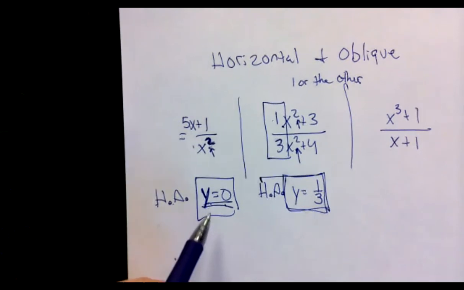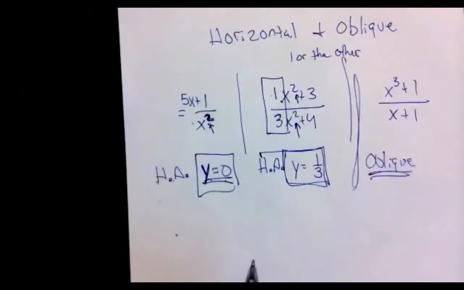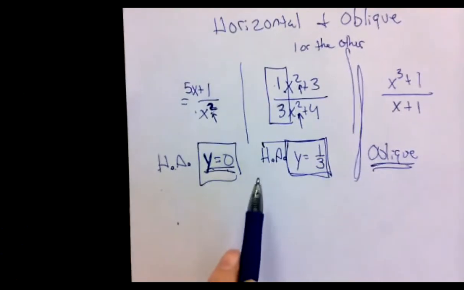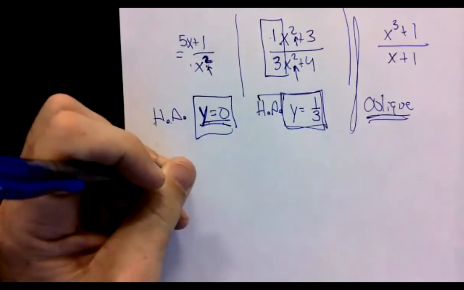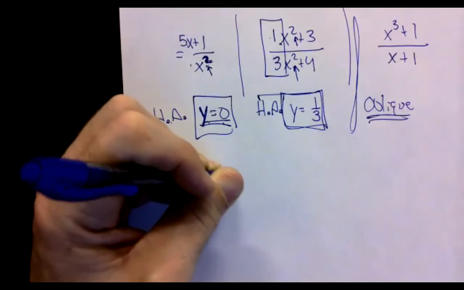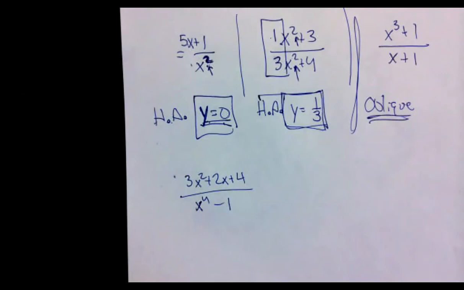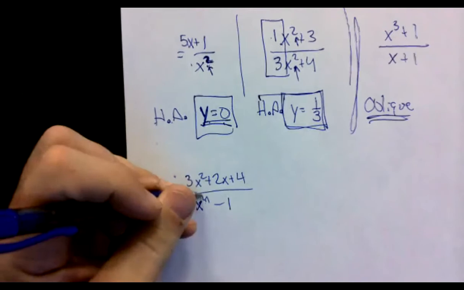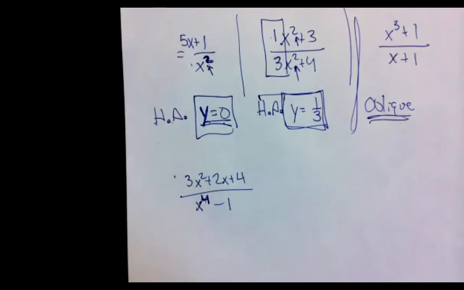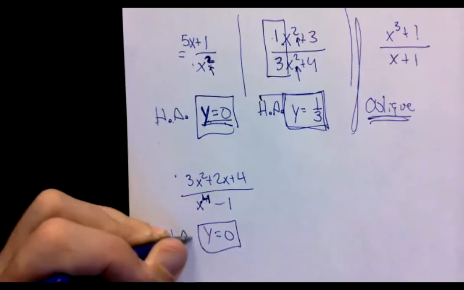Okay, I'm going to do 2 more examples of those exact same problems because this one would have an oblique asymptote. I'll talk about that one in just a second, but I want to make sure we have a good handle on the horizontal asymptote. So I'm going to pick 2 different problems. If I had 3x squared plus 2x plus 4 over x to the 4th minus 1, as long as your degree is bigger on the bottom, this one's going to have a horizontal asymptote at y equals 0.